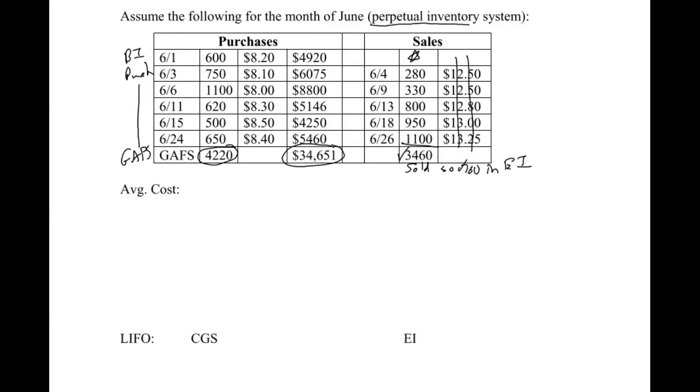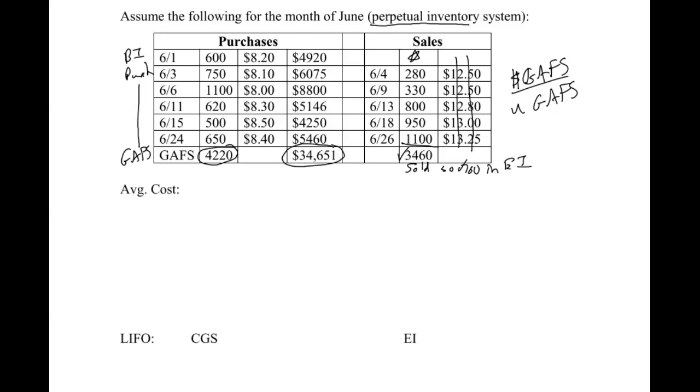With average cost, remember, the way we do it is the dollars of goods available for sale over the units of goods available for sale, and that gives us our average cost. In the periodic one, we just took the 34,651 and divided it by the 4,220 units, and we were done. But under perpetual, we have to update it every time we buy some more, then update it when we sell some, then update it when we buy some more, and so forth. So it gets to be a much more involved process. We will only do a couple of rows because it would take a lengthy amount of time to do the entire problem with the average cost method. Let's just get started on that.